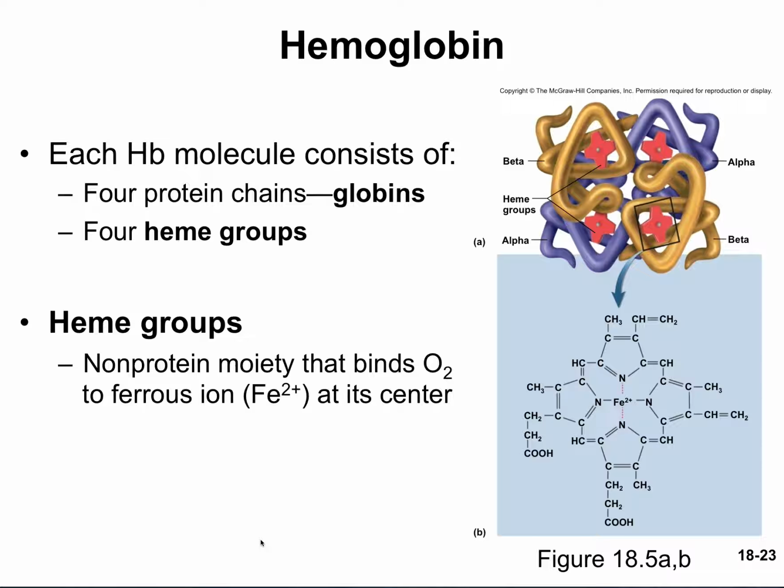Each hemoglobin molecule consists of 4 protein chains, called globins, and 4 heme groups. Heme groups are non-protein moieties that bind oxygen to ferrous iron, or Fe2+, at their center. HbA is normal hemoglobin, HbF is fetal hemoglobin, and HbS is sickle cell hemoglobin.